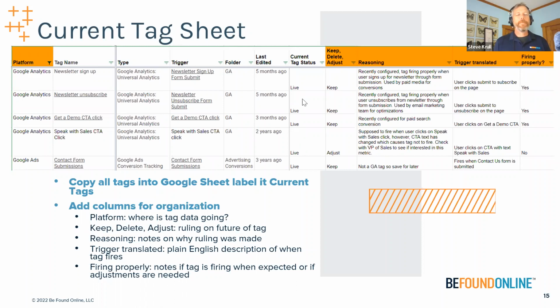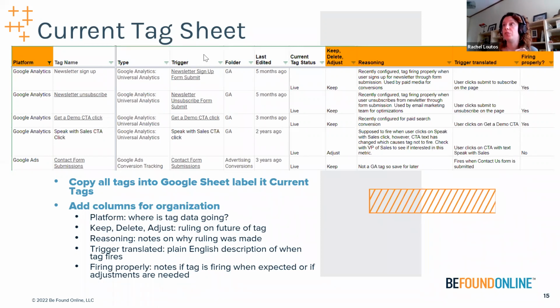Yeah. And then we're going to have a column for the keep, delete, or adjust. And this is basically just where you're going to make your ruling on the future of that tag. Are you going to keep it? Are you going to retire it? Do you need to adjust it so that it fires better? Or any one of those 3. Then we're going to have a reasoning column. This is the column where you're going to keep notes as to why you're going to keep something or why you're deleting it.